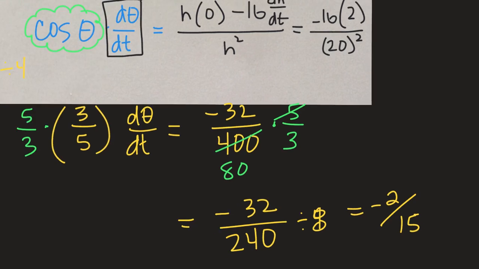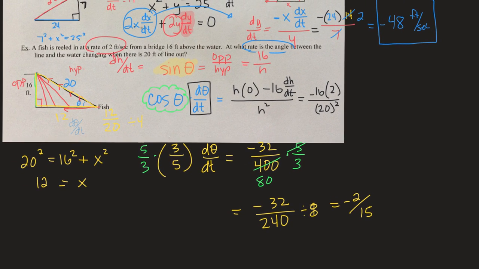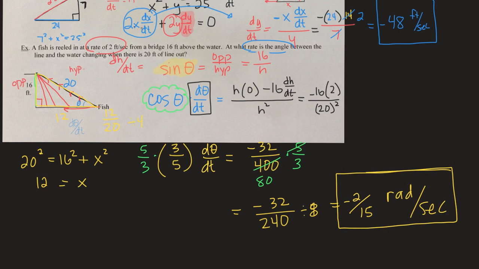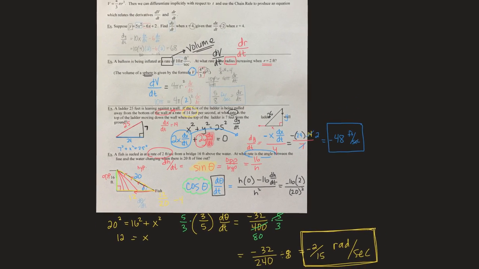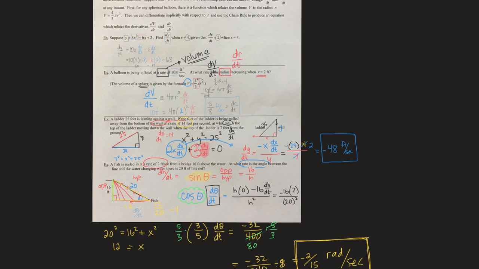And this must be, since it's an angle, radians per second. Because this is an angle, all of our angles are going to be in radians, not in degrees. So our angle is changing at a rate of 2/15 radians per second. Wowzers, that one was harder than my brain wanted it to be. All right, so related rates. Take the derivative with respect to time for every problem.